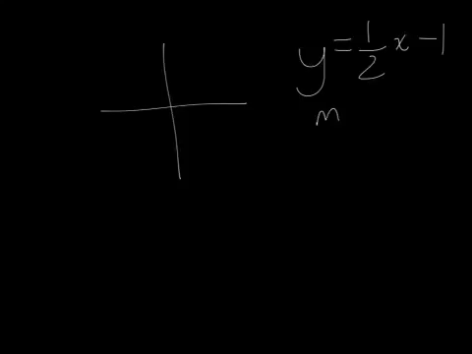Alright, let's look at another line. Let's say we've got y equals 1/2 x minus 1. In this case, our m is equal to 1/2, so that means our rise is 1 and our run is 2. And our b is equal to negative 1. Pay attention to the fact that there is a negative in front of that number.